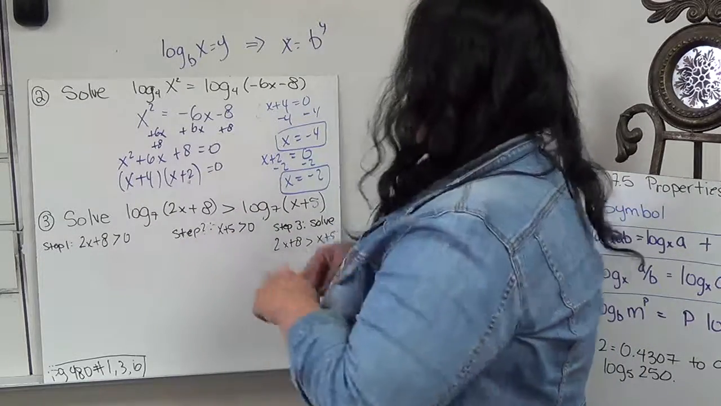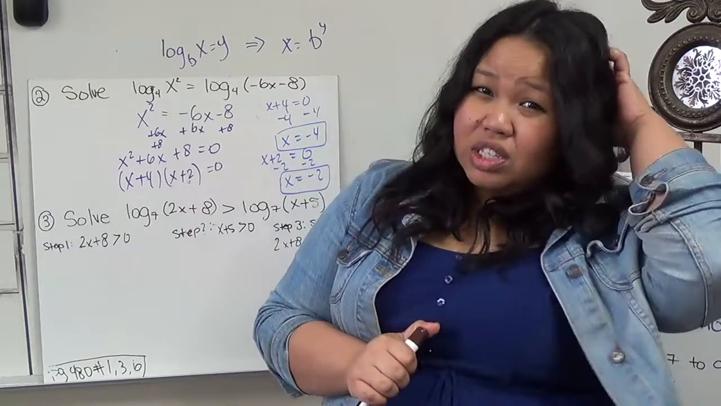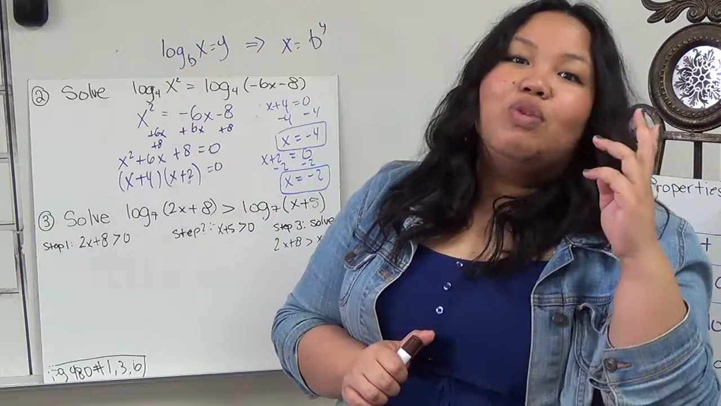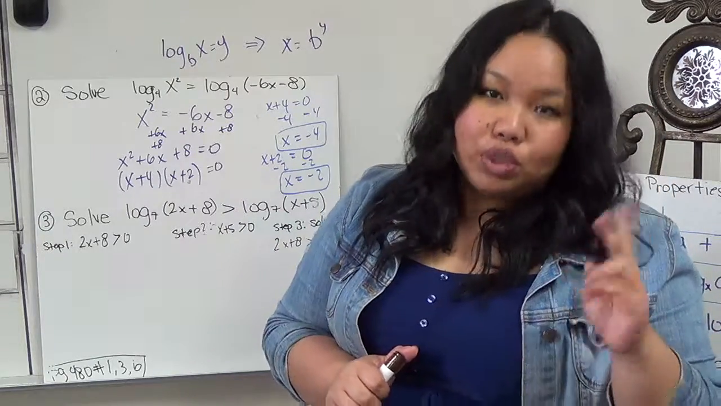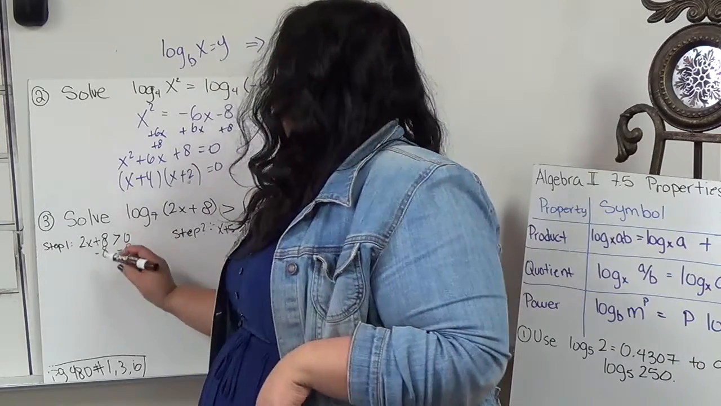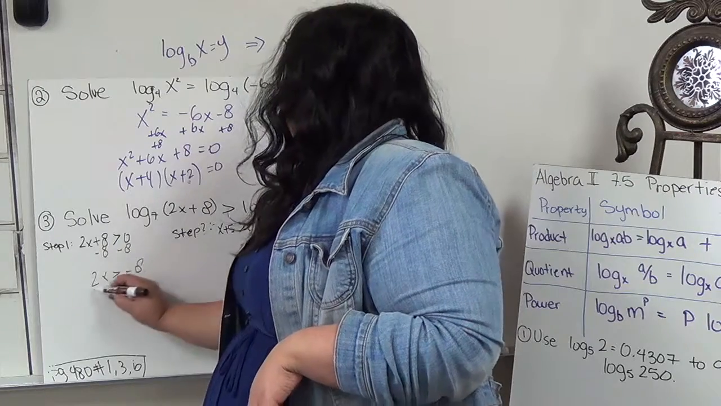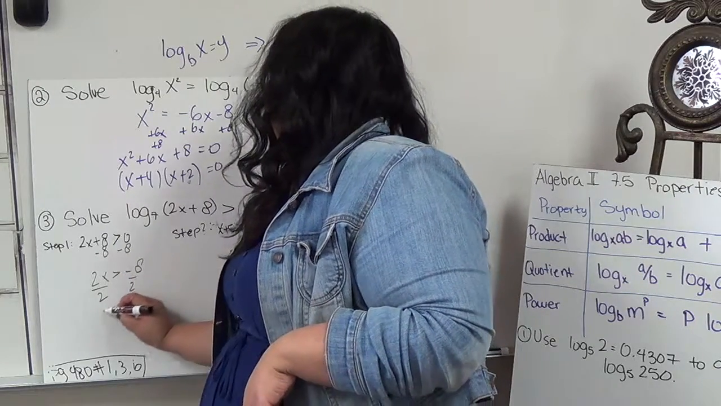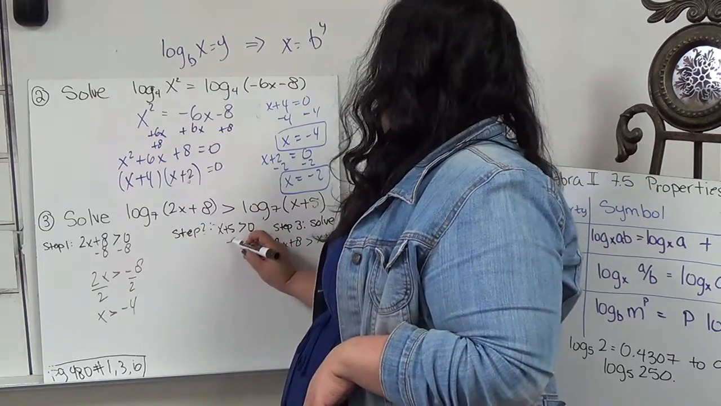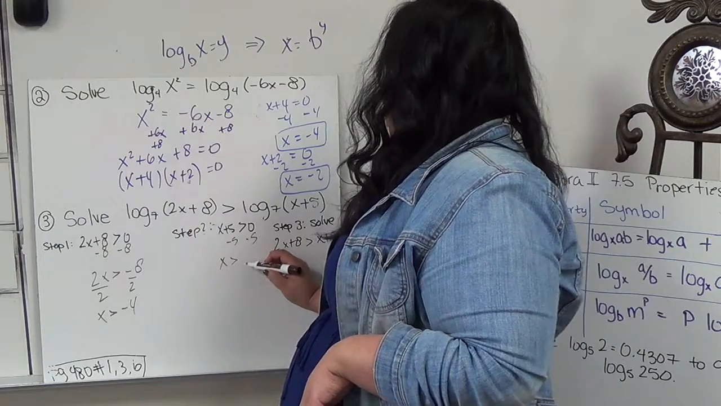So let's solve. Remember, I'm solving just like regularly, except when I add or subtract a negative number, I have to flip, not add, subtract. When I multiply or divide by a negative number, I have to switch the sign. So I'm going to subtract 8. Then I have 2x is greater than negative 8. Divide by 2. I end up with x is greater than negative 4. The next one I subtract 5. I end up with x is greater than negative 5.